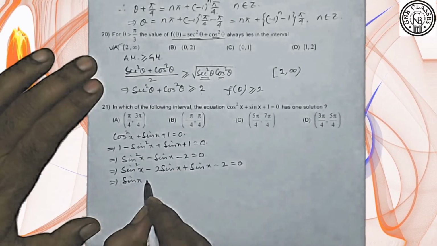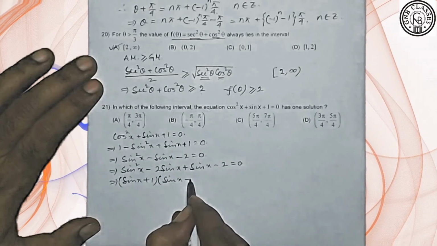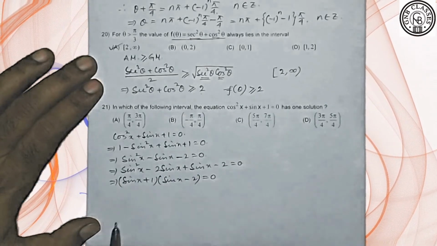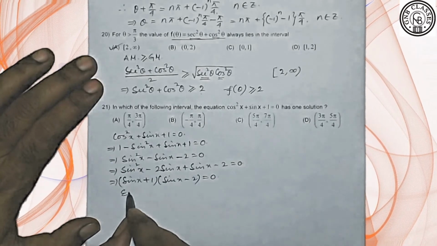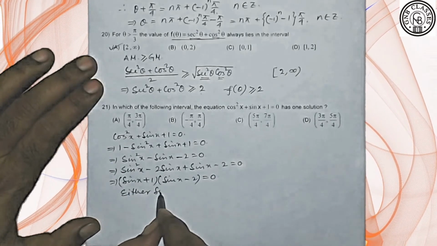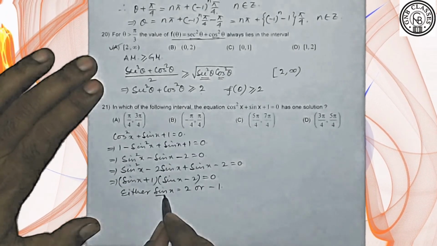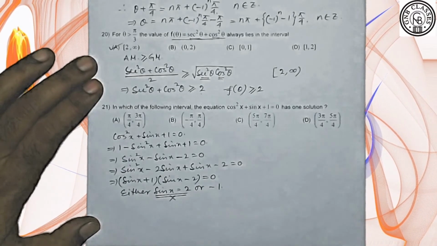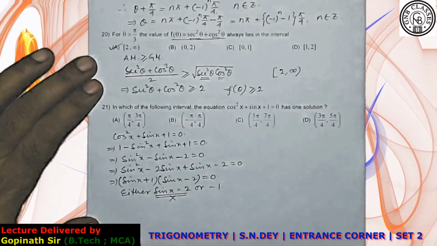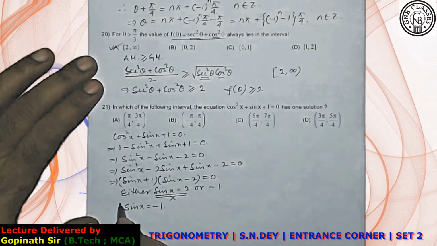sin x plus 1 into sin x minus 2 is 0. So we are having either sin x is 2 or minus 1. But sin x is 2 is impossible, because as we all know that sin x always lies between minus 1 and 1. Therefore, your sin x will be equals to minus 1.